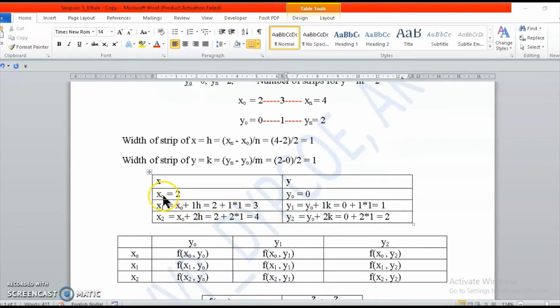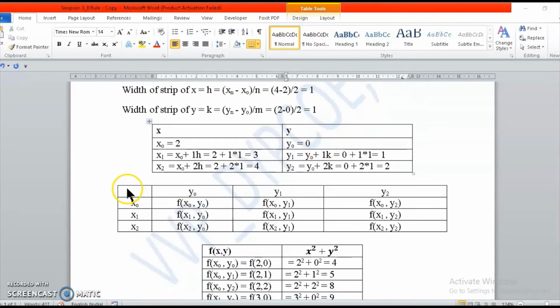Now let us calculate x0, x1, x2. x0 is nothing but the lower limit, and that is 2. Then x1, how to calculate x1? x1 is equal to x0 plus 1 into h. Here h is the width of the strip. So 2 plus 1 into 1 is 3. Then x2 will be x0 plus 2h, and that is 4. Similarly we can calculate y0 is 0, y1 is y0 plus k. k is the width of the strip for y, and that is 1. So y1 is 1, y2 is 2.